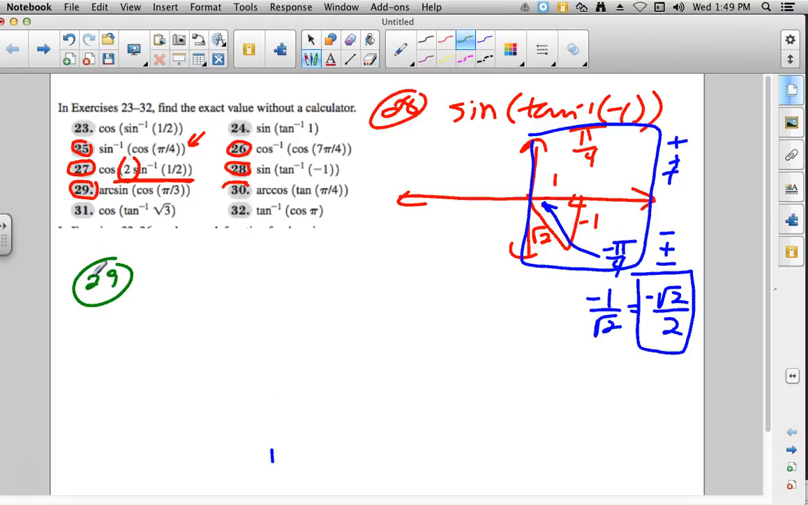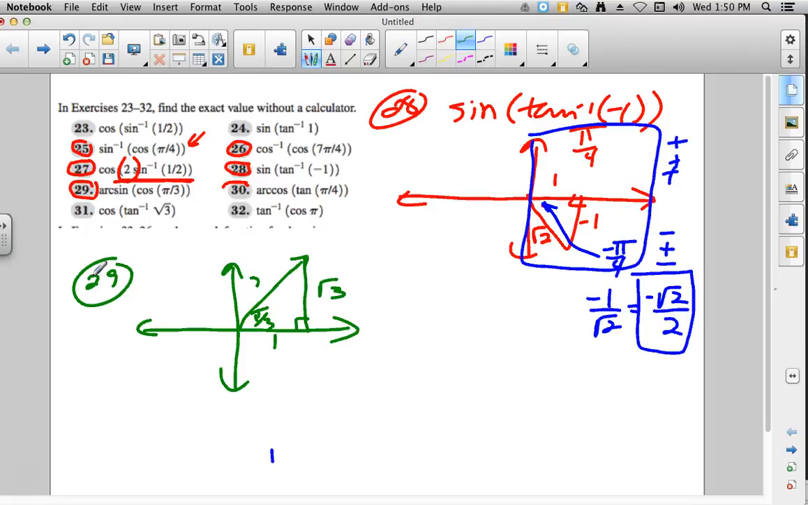Number 29. For 29, they want to know the cosine of pi over 3. Well, pi over 3 is 60 degrees, and so we're going to go ahead and put our square root of 3 opposite the 60-degree angle, and 1 and 2 in the other two positions. So start with the cosine of pi over 3, that's adjacent over hypotenuse, and that would give you 1/2. Now they want to know what is the inverse sine of 1/2, because that's what arcsine is.